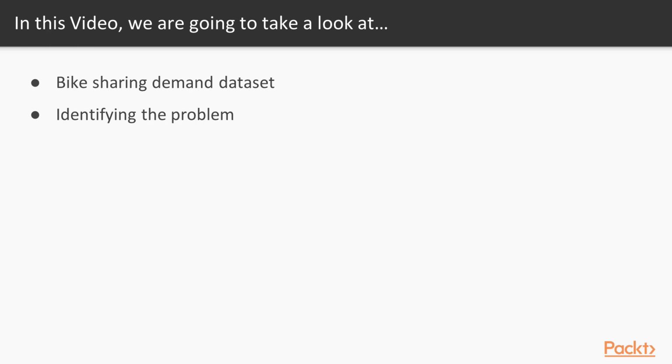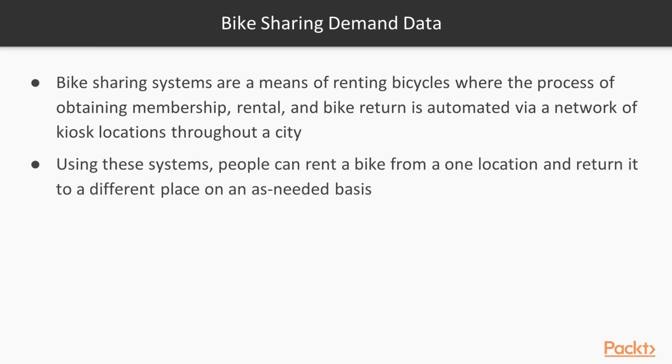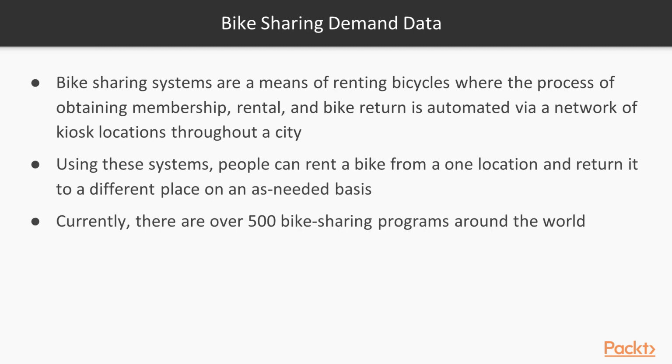In this video, we are going to see the bike sharing demand dataset, and we are going to see what our goal is using this dataset. So bike sharing demand data is a quite popular dataset. Bike sharing systems are a means of renting bikes where the process of obtaining membership, rental, and bike return is automated via a network of kiosk locations throughout the city. Using these systems, people are able to rent a bike from one location and return it to a different place. Currently, there are over 500 bike sharing programs around the world.